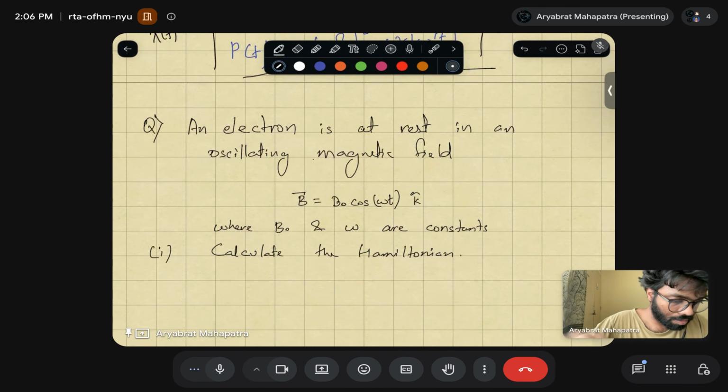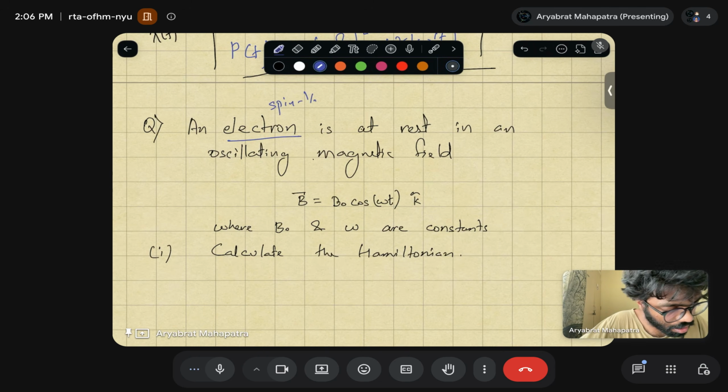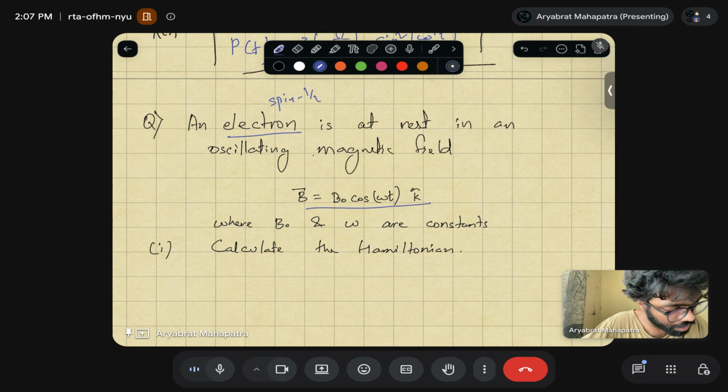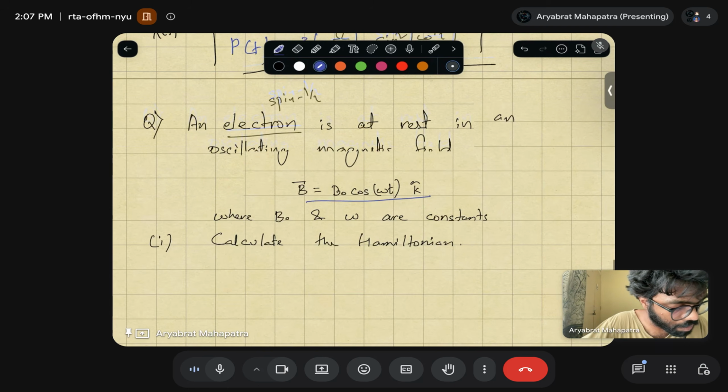Yeah, then we have this. Again we have an electron which is spin half at rest in an oscillating magnetic field, and this time the magnetic field is given to be this, which only has one component, b naught cos omega t, a time dependent magnetic field. Then again calculate the Hamiltonian.